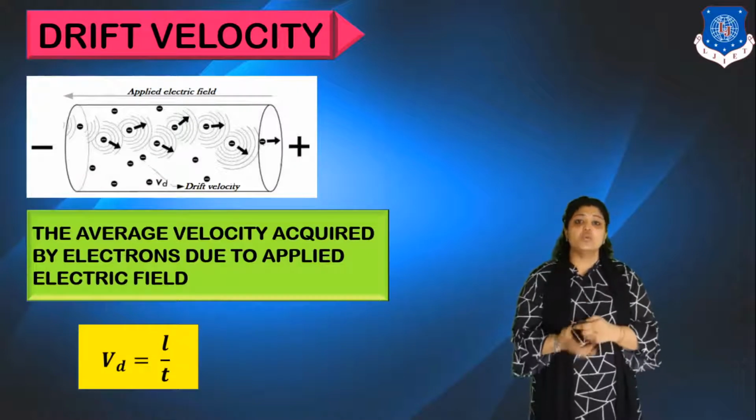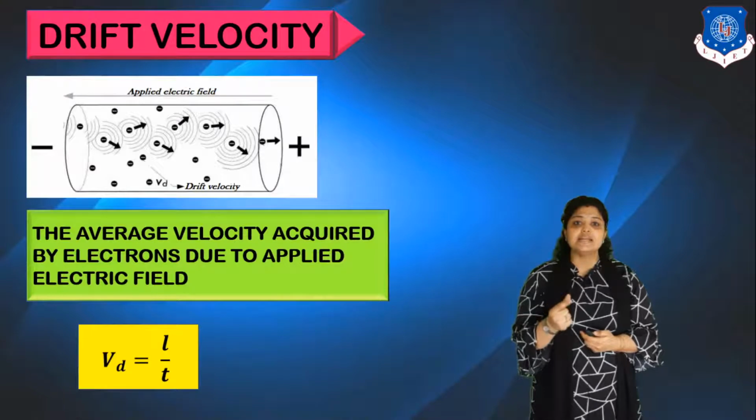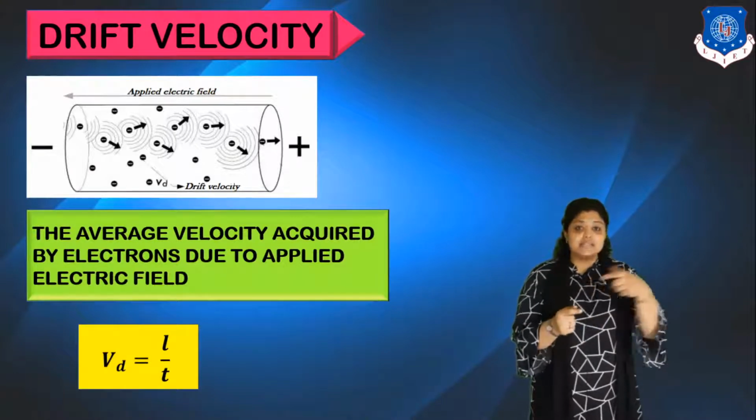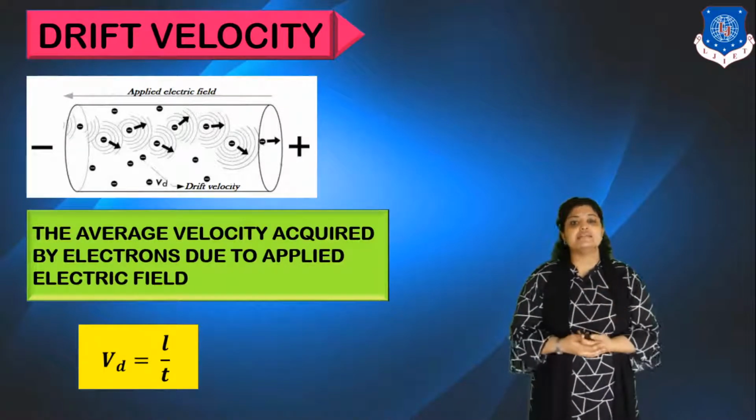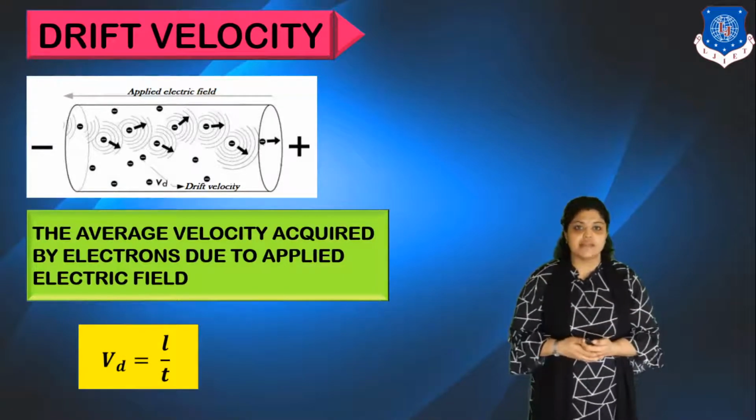We can say Vd is equal to L by T, where Vd denotes the drift velocity, L is the distance the electrons travel, and T is the time taken. So it's a basic definition of velocity. Unit is meter per second.